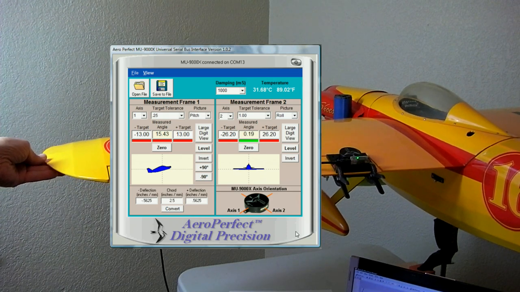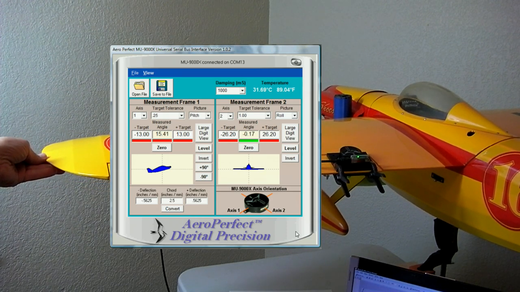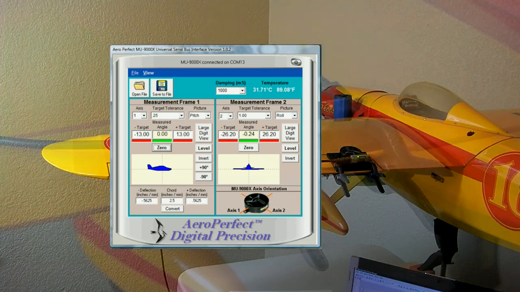Adjust your plane's position so that the hinge line of the aileron is level within 1 degree. You will know the hinge line is level within 1 degree when the color bar under the measured angle in axis 2 is green. Now that the aileron hinge line is level, click 0 in axis 1. This establishes a zero angle for setting up the aileron deflection.